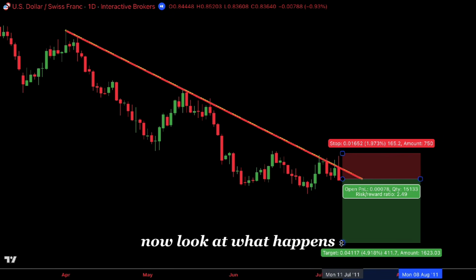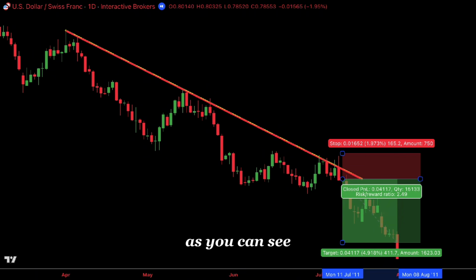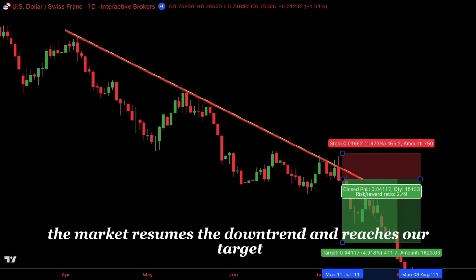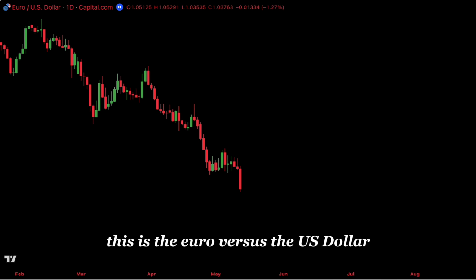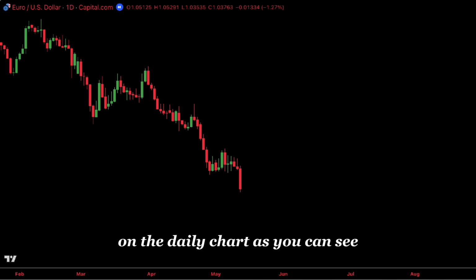Now look at what happens. As you can see, the market resumes the downtrend and reaches our target as expected. Now let's look at another chart example. This is the euro versus the US dollar on the daily chart.